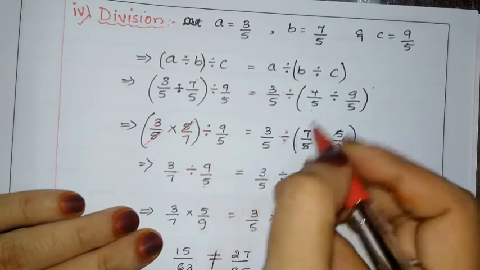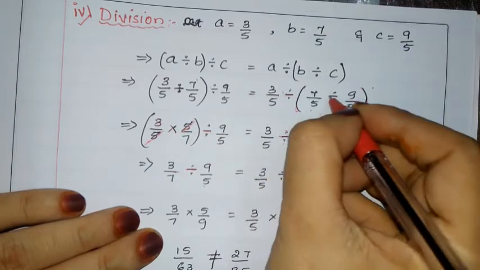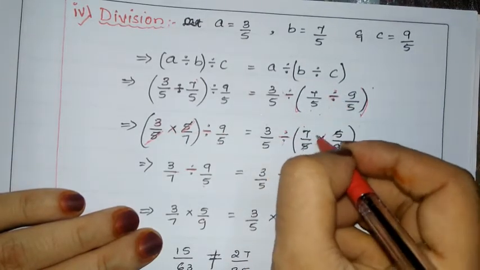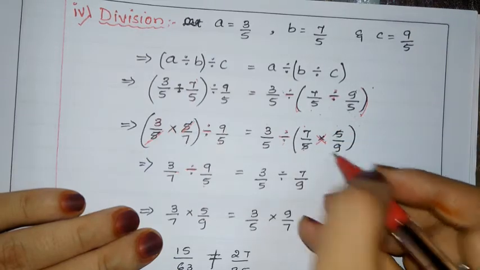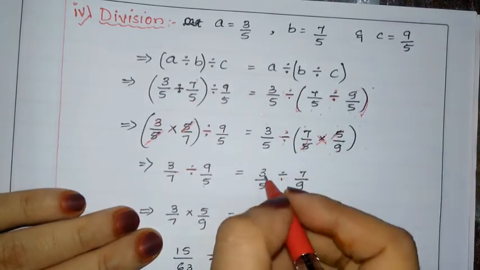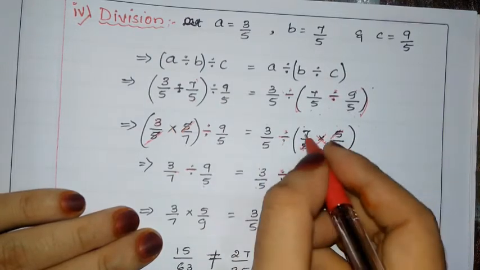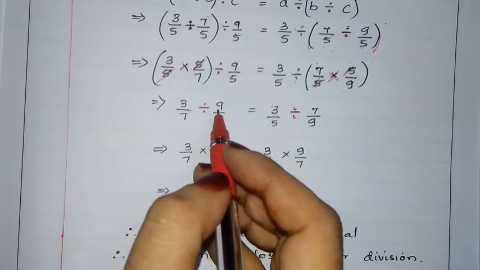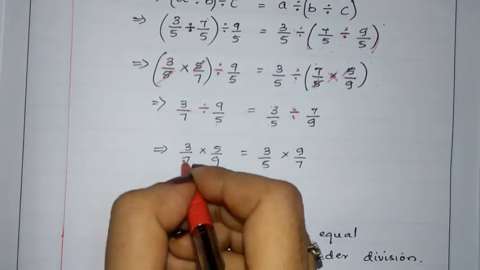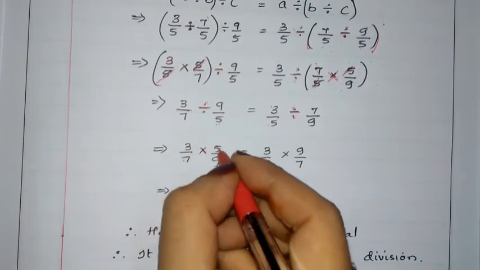Divide we keep as it is. Let us solve this bracket. 7 by 5 I wrote as it is. Now this divide sign becomes multiply. We have to take the reciprocal of this. 9 by 5 becomes 5 by 9. 5 gets cancelled. 3 by 5 divided by 7 by 9. Okay. Now again the same step. 3 by 7 as it is. Divide becomes multiply. 9 by 5 becomes 5 by 9.